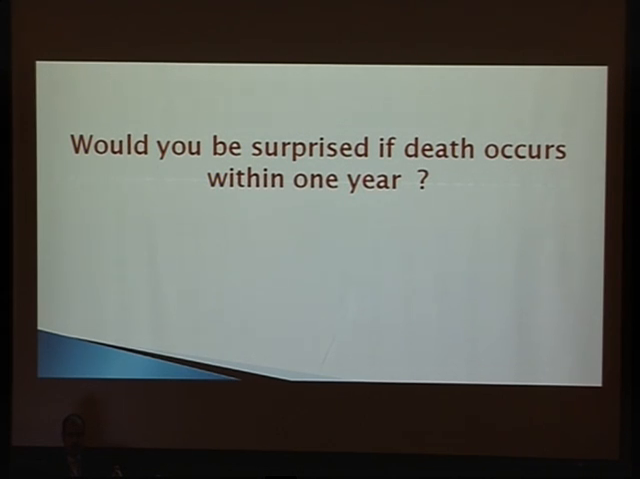And a couple of research studies confirmed the significance of this no. It is very significant. The odds ratio of death increased 35 times for patients when the physician answered no, I will not be surprised if this patient died in 6 months to 1 year, compared with other patients where the answer was yes.